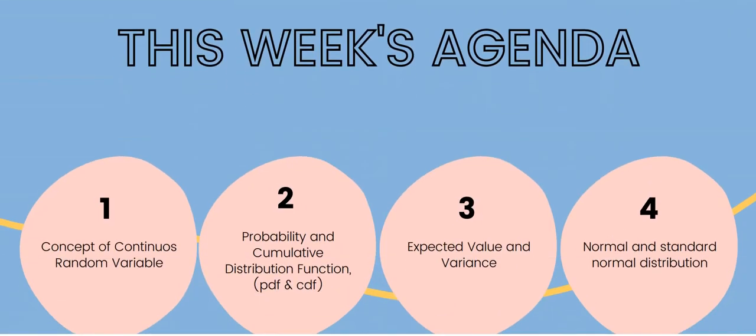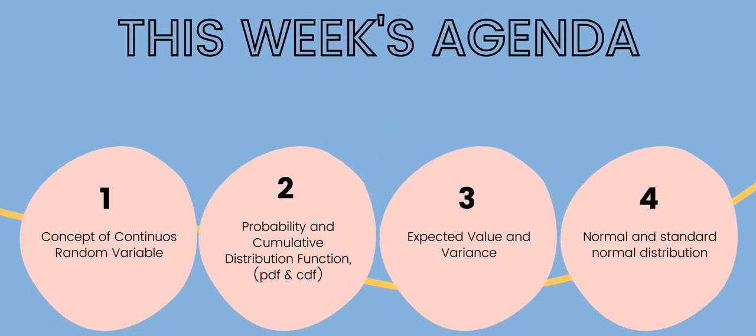All right, class, for this week's agenda, there are four things. It's similar to the previous one. The first one, we need to know the concept of continuous random variable. Then the second one is the probability and cumulative distribution function, or we call it PDF and also CDF. The third one is expected value and also variance, which is the same as the previous chapter, just that of course the formula will be different.